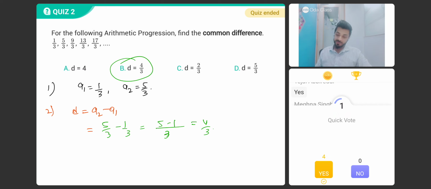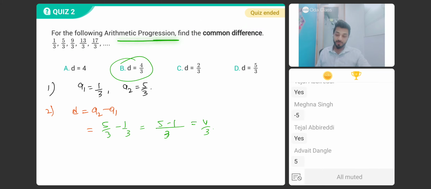Those who have doubt, I'm explaining again. So guys, we just have to find out the common difference. This is an arithmetic progression. They have already given in the question that this is an arithmetic progression. You just need to find out the common difference, right? So first term is 1 by 3. Second term is 5 by 3. So common difference is the difference of second and first term, A2 minus A1.